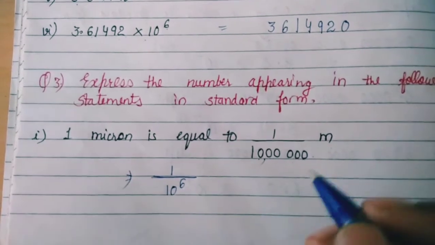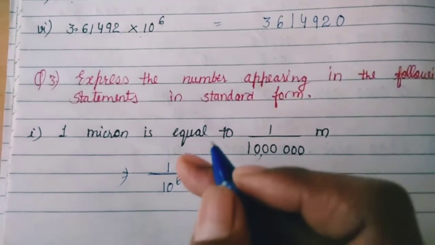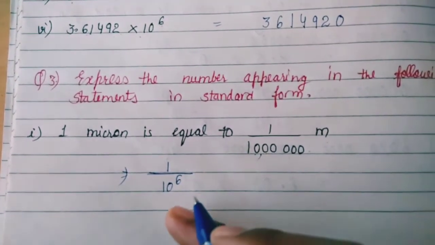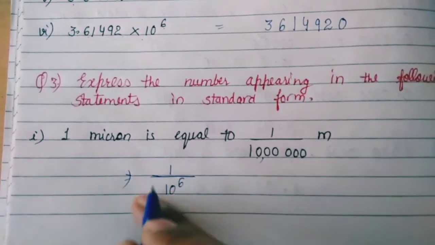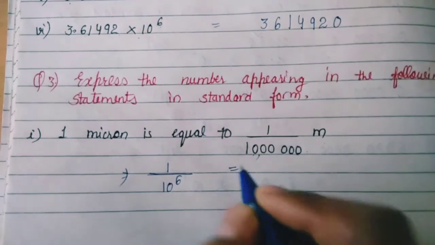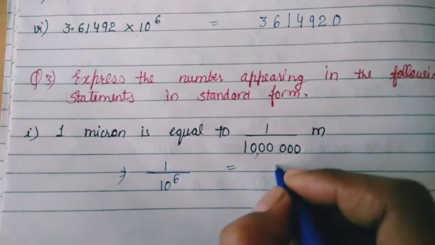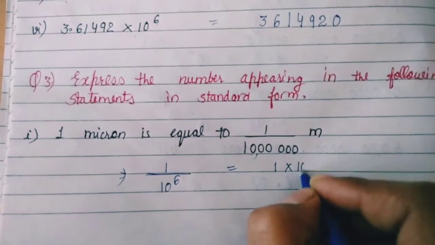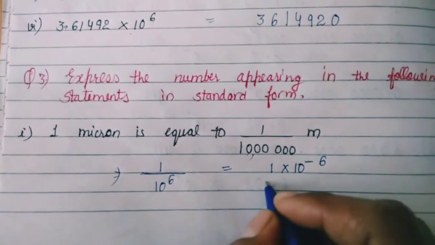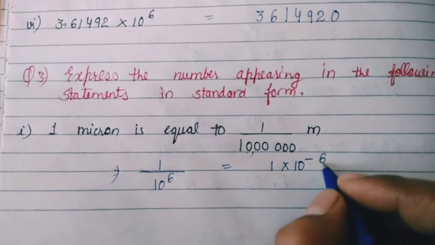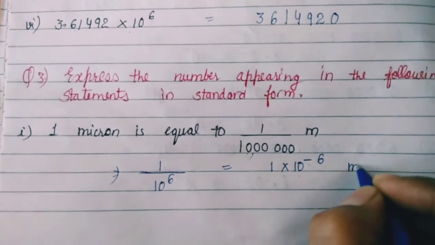Now we saw one law in the previous exercise: a negative exponent will change into positive when it comes in the denominator. So this positive power will change into negative when it goes in the numerator. So the answer is 1 multiplied by 10 raised to the power minus 6, and the unit will be m.